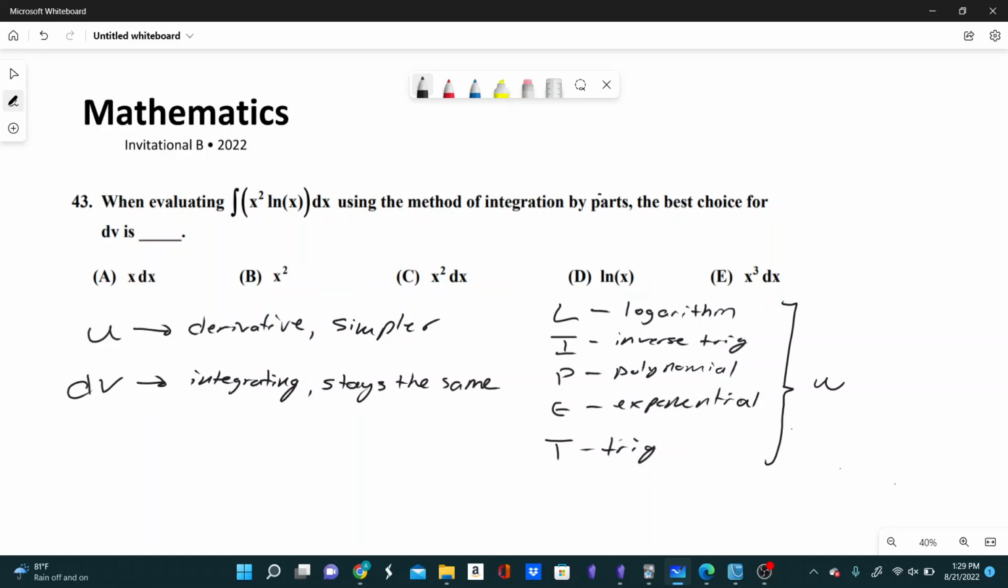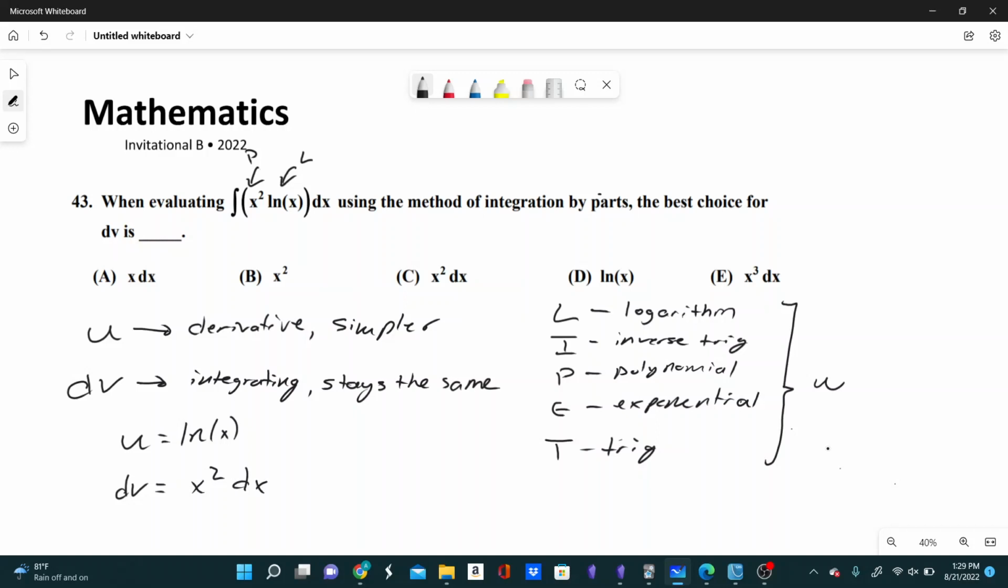So we have x squared. x squared is going to be a polynomial because it's the variable raised to an integer power or a numerical power. And then here we have the natural log, and that's pretty nice. This is actually a logarithm. So we're going to say that u is equal to the natural log of x, which then means that our dv is going to be x squared times dx.